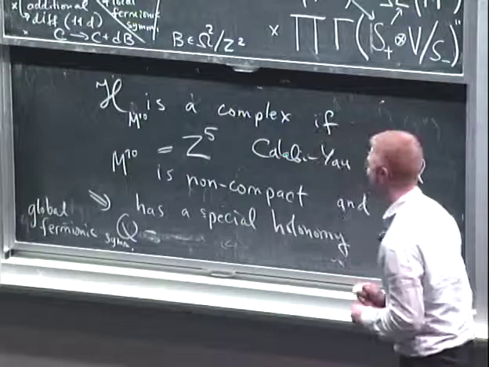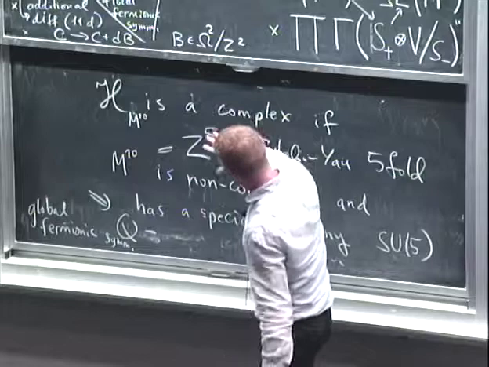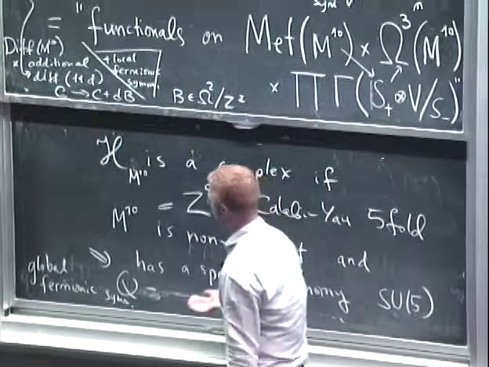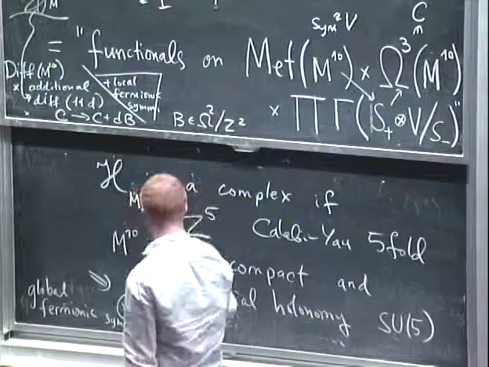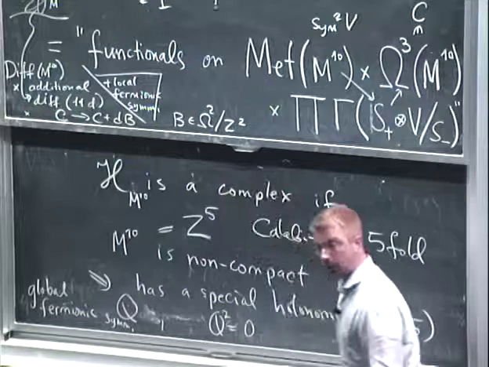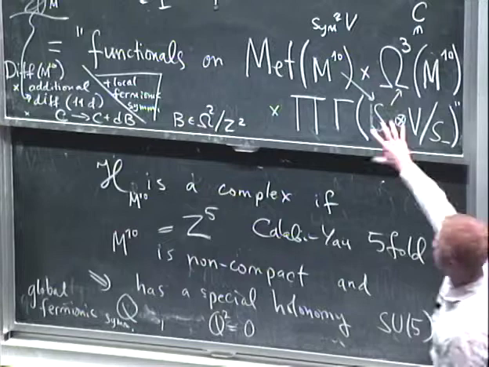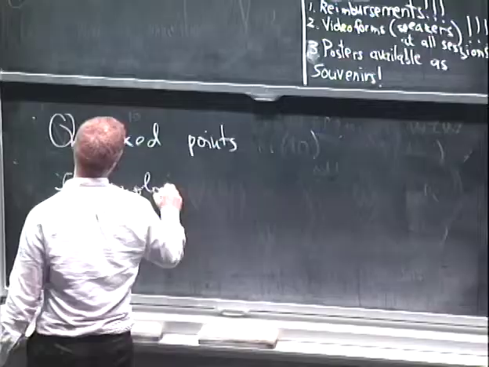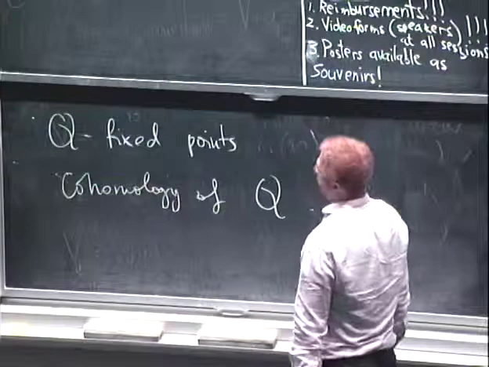Okay. So anyway, it turns out that in the case where you work on the non-compact manifolds, which are asymptotically Calabi-Yau fivefolds, this space of functionals on this horrible space actually has a fermionic symmetry. There is an odd vector field which acts there, which squares to zero. And in this case, maybe we cannot understand this space itself in all detail, but what we can understand are the fixed points and cohomology. And again, these are sometimes called the BPS states.